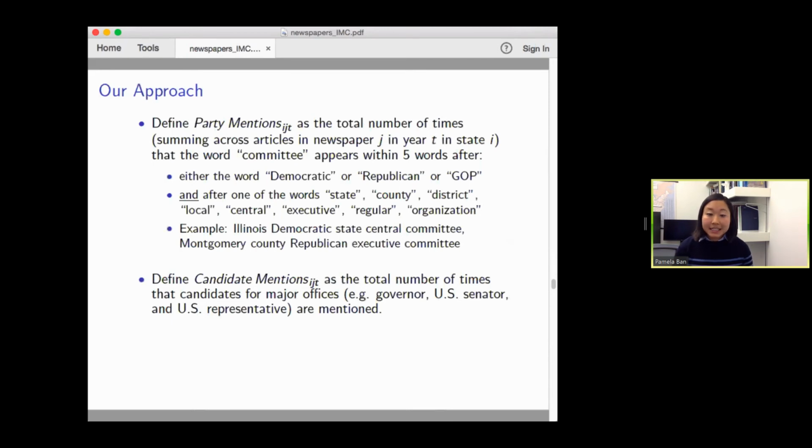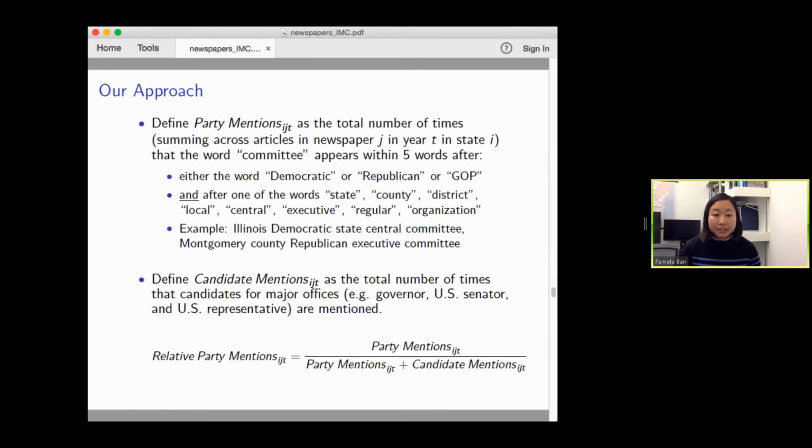We can also adapt this easily to the total number of times that candidates for state level offices or local level offices are mentioned. We've done a bunch of different variations of party mentions and candidate mentions, and substantively the results are the same. And then we're going to define our main outcome variable, which is relative party mentions, which is just going to be party mentions over the sum of party mentions and candidate mentions. So this is basically the relative number of times that local and state parties are mentioned in the news, relative to the total coverage of party organizations and candidates.